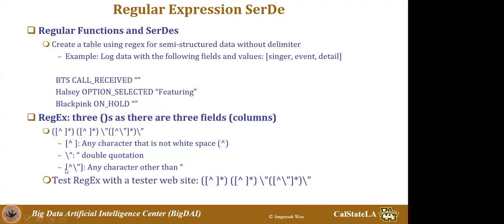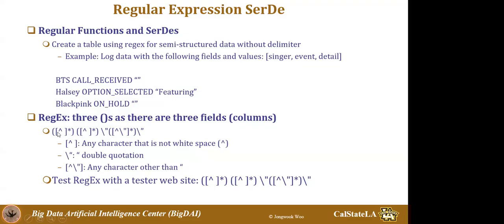So in the square bracket, if you say backslash double quotation and then not, it means not double quotation, any character other than double quotation. It can be represented as a square bracket, not, backslash double quotation, because backslash double quotation means double quotation, right? So if you say not, then any character except double quotation.